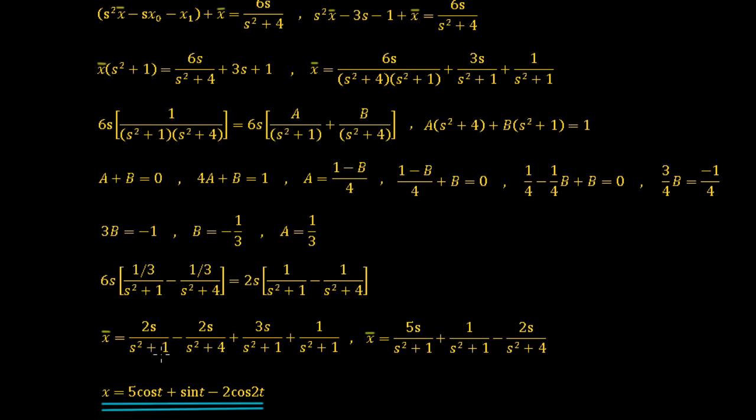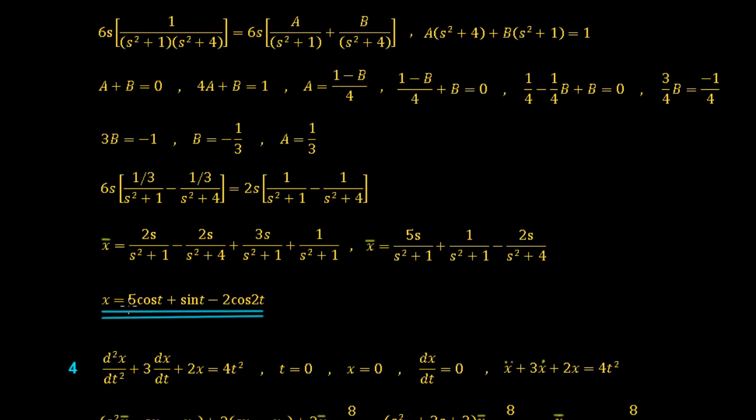we'll have 2s upon s squared plus 1 minus 2s upon s squared plus 4 from above, and then from the initial one we worked out from the top of the problem, we're going to be left with 3s upon s squared plus 1 plus 1 upon s squared plus 1. Adding the like terms together, we're going to be left with 5s upon s squared plus 1 plus 1 upon s squared plus 1 minus 2s upon s squared plus 4. Taking the inverse transform of this gives us 5 cos t plus sin t minus 2 cos 2t.